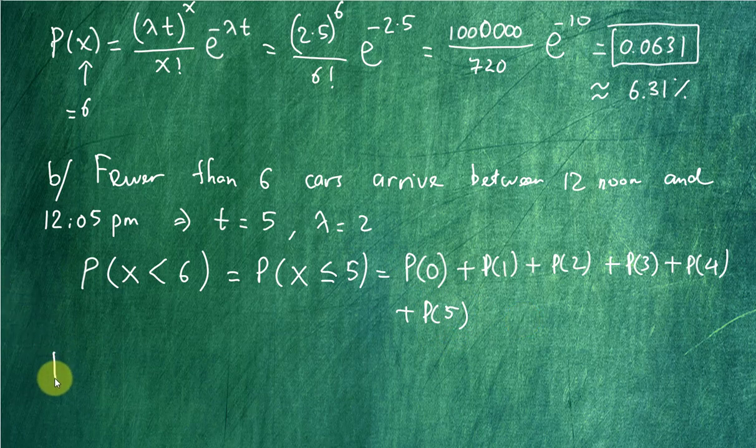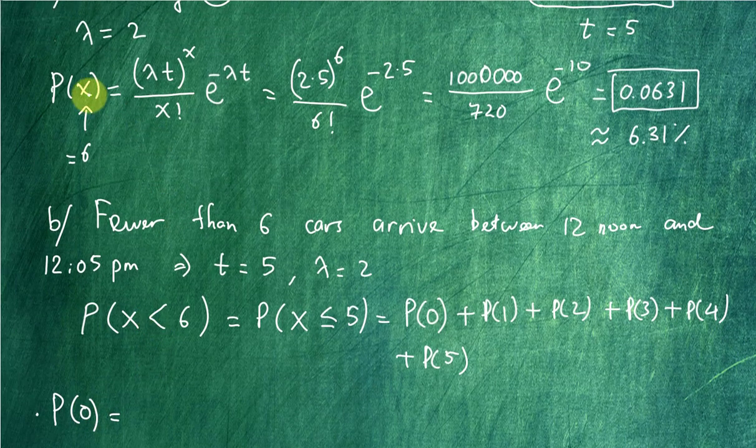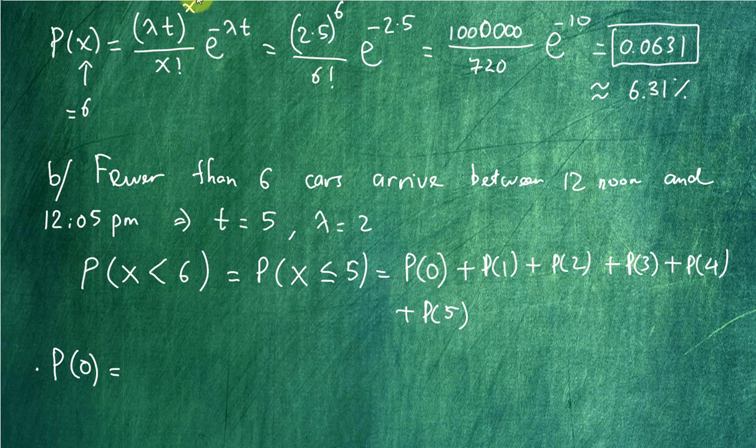Now, we can do that here for each individual p of 0, p of 1, p of 2, and then we sum them together. So for example, p of 0, all we do now is we plug in 0 to the place of x right here in this formula. So p of 0, we will get 2 times 5 to the power of x, and x now is 0, over 0 factorial. 0 factorial, remember this is the value of 1. This is by the definition of the factorial. And then e to the minus of 2 times 5.